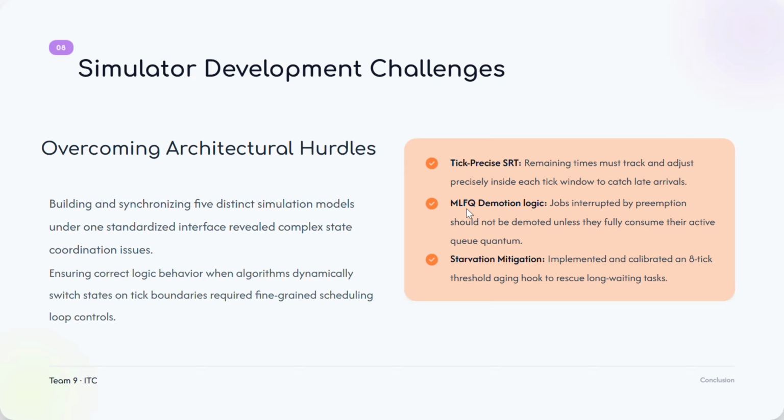Another challenge was the multi-level feedback queue. We had to make sure a process only moved to a lower queue after using all of its time quantum. If not, the scheduling result would be wrong. We also faced the problem of starvation. Some low priority processes could wait for a very long time. To solve this, we added an aging feature. If a process waited too long, its priority was increased, so it could get CPU time. By solving these challenges, we learned more about how CPU scheduling works in real operating systems.